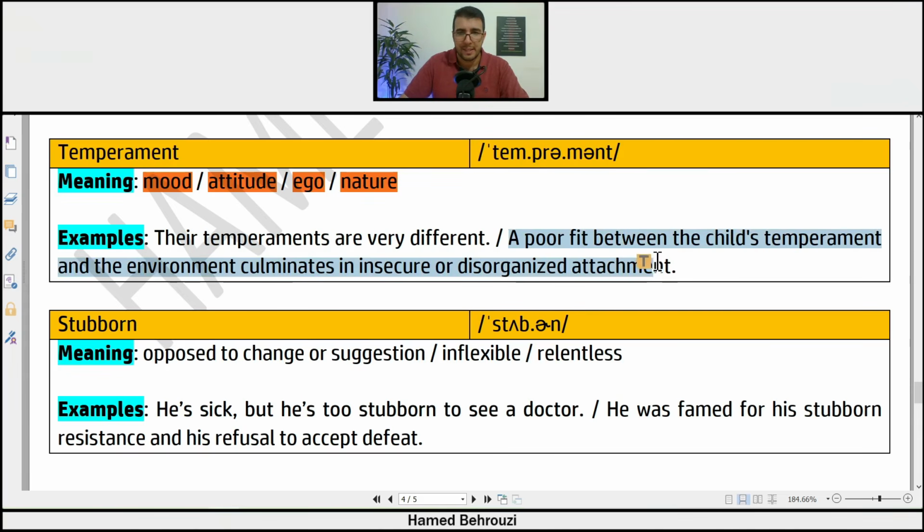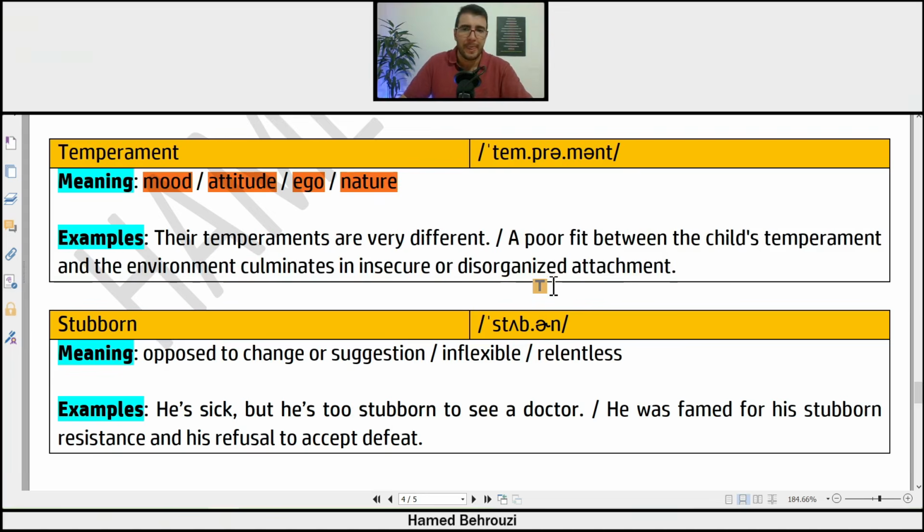A poor fit, let me just read this one. A poor fit between the child's temperament and the environment culminates in insecure or disorganized attachment. I think I need to analyze this sentence for you. A poor fit, like a match between the child's temperament and the environment. For example, the child is a curious child, but the environment doesn't let the child, what should we say, establish and work on this curiosity. So it culminates in insecure and disorganized attachment. It leads to insecure and disorganized attachment. Okay, the person is insecure or disorganized in the relationship that they make with that environment.